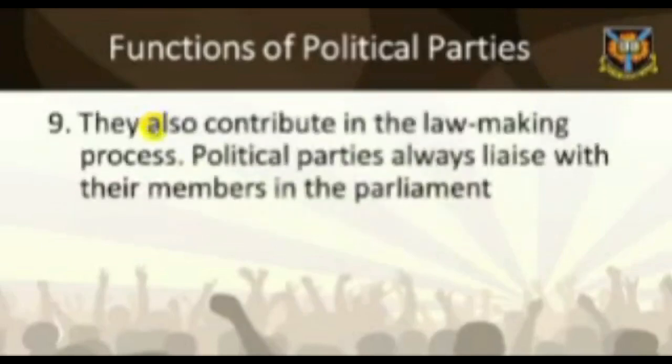9. They also contribute in the lawmaking process. Political parties always liaise with their members in the parliament. They nonetheless have a great impact on the activities of their members in the parliament. They persuade or compel their members in the parliament to support or disapprove a particular bill or the other in legislative debate for the corporate interest of their parties.